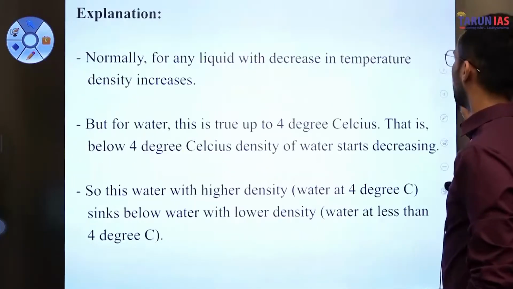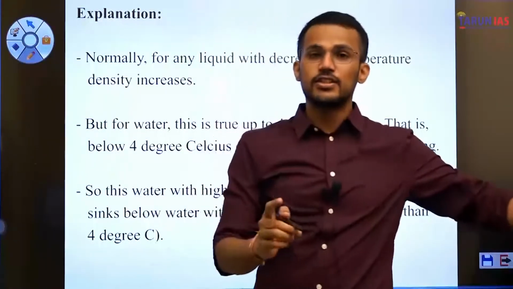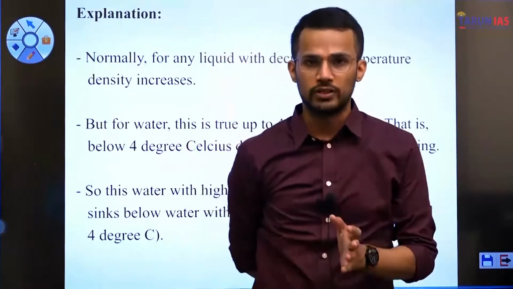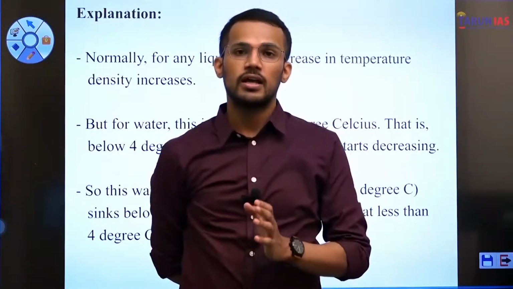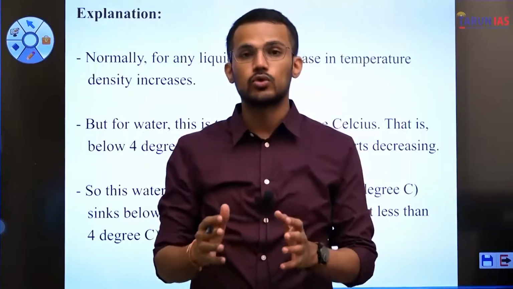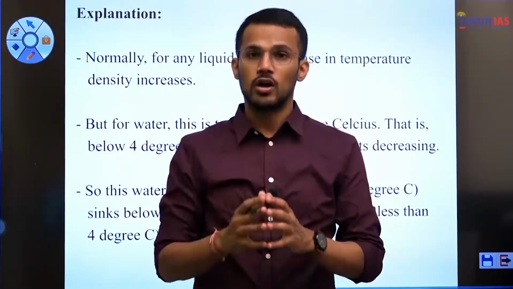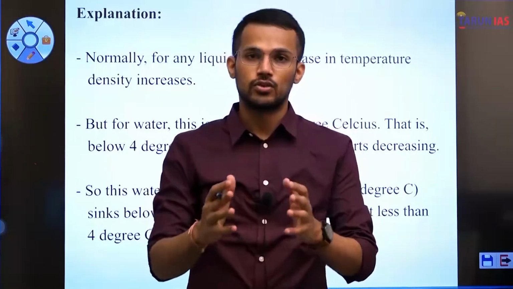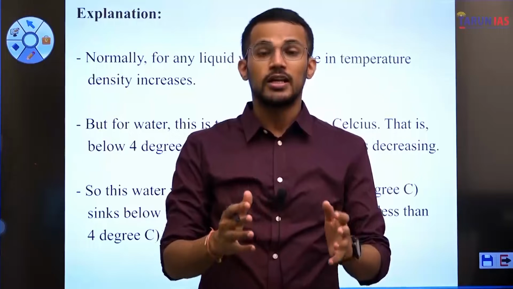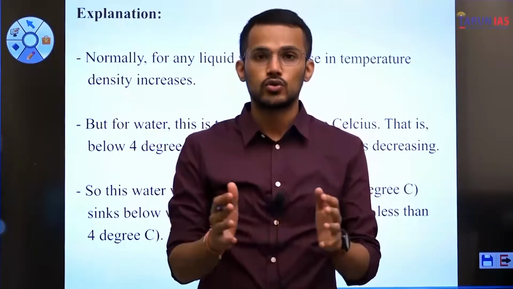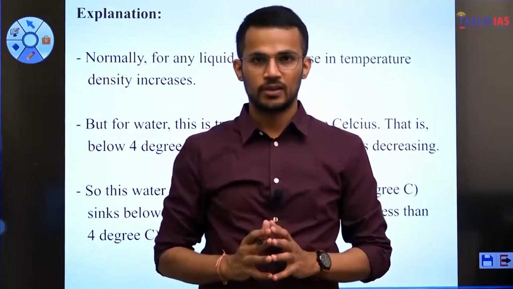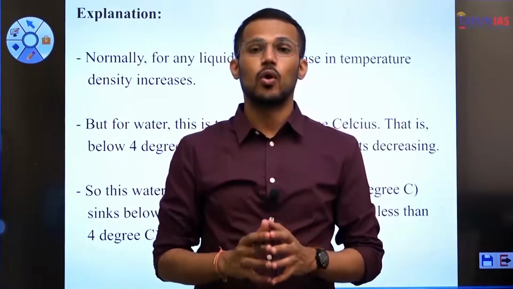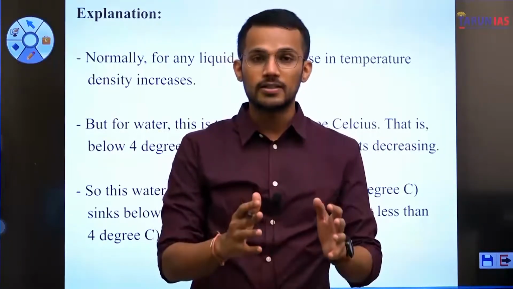This question is about one of the very important properties of water, and that is the density of water is highest at 4 degrees Celsius. We know that whenever any liquid is cooled, or whenever we lower the temperature of any liquid, its density goes on increasing. And that is also true for water. This happens because the volume of the liquid goes on reducing while the mass is constant, and density is equal to mass upon volume.